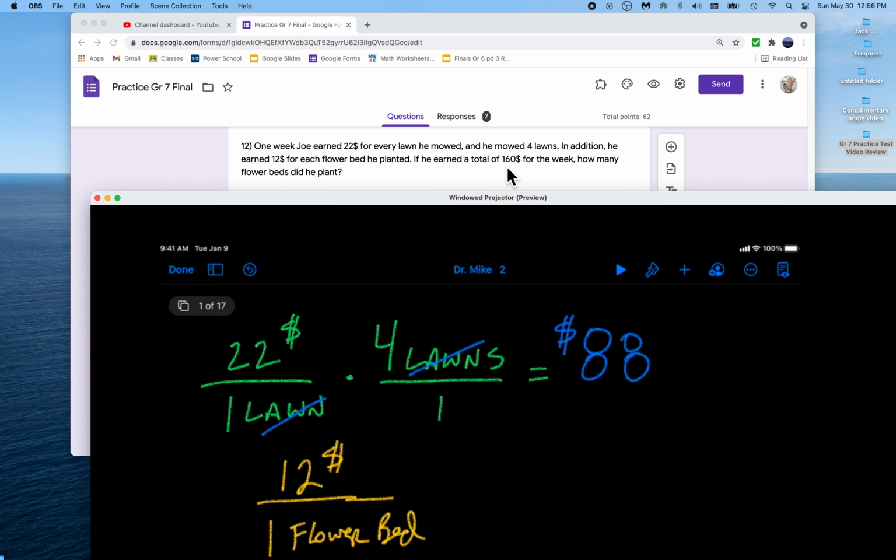If he earned a total of $160 per week, how many flower beds did he plant? Okay, you see this word, how many flower beds? Whenever you see words like how many or how much, whatever follows is going to be your unknown. So if it says how many flower beds, that's your unknown. So x is going to go with flower beds, because how many flower beds? X flower beds. We don't know the answer to that, so that makes it our unknown.